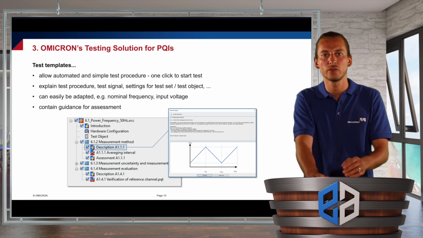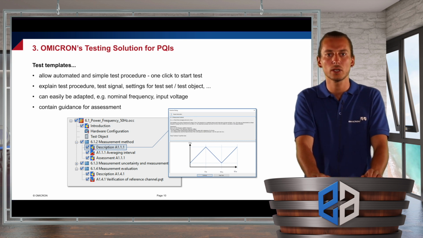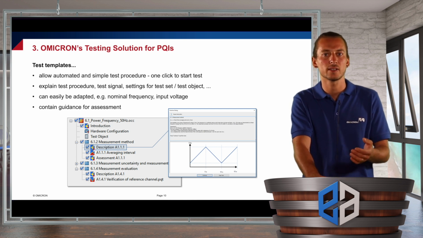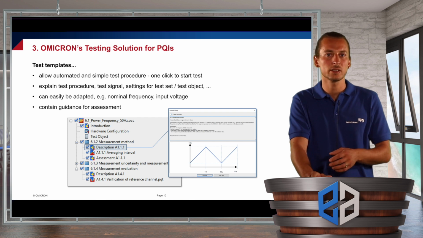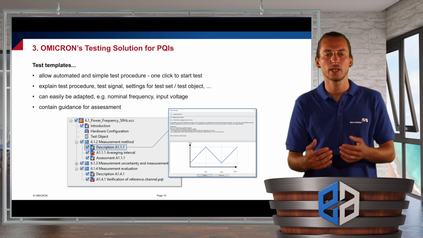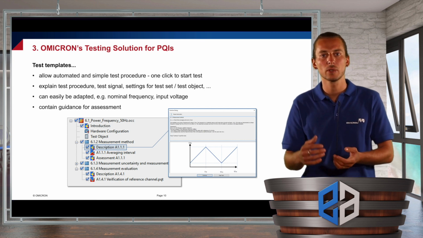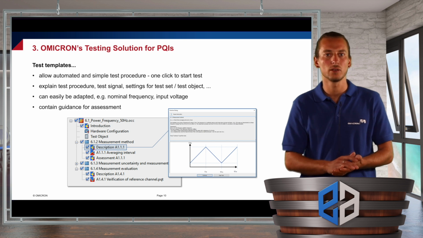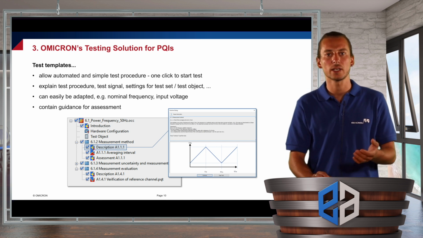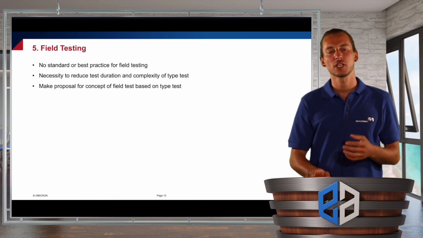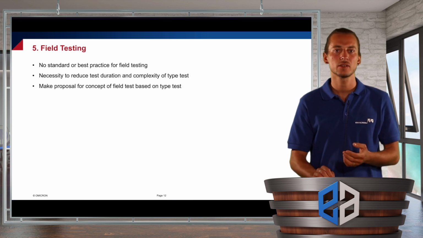Then they easily can be adapted to the nominal voltage or to the frequency that a particular power quality meter has. And also, and this is very important for testing power quality analyzers, they contain guidance and help for the assessment of the tests. Because unlike in protection testing, you don't have a binary contact just for trip or no trip, but you have to do a manual assessment, and this is a little bit complicated, so additional guidance can be very helpful.